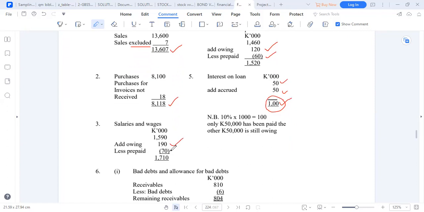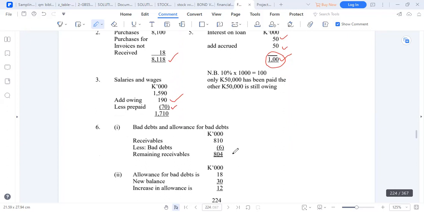Then prepaid, we prepaid 70. So all prepayments are supposed to be done what? Are supposed to be subtracted. Then we go to bad debts. Bad debts affect what? Debtors. So our debtors figure was what? 810. We remove the bad debts of 6,000, so we get 804.